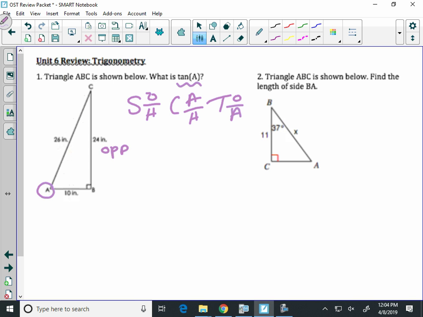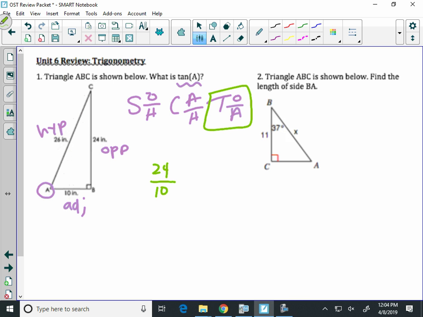Go to our 90, go across, that's our hypotenuse, and the side left over is adjacent. So based off SOHCAHTOA, what does the ratio of tangent look like? Here's tangent. What's our ratio? Opposite, which is 24, over adjacent, which is 10.